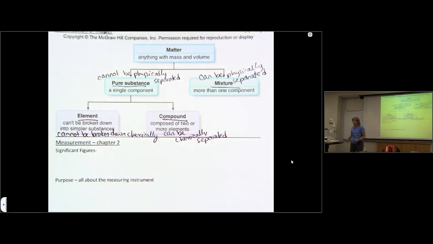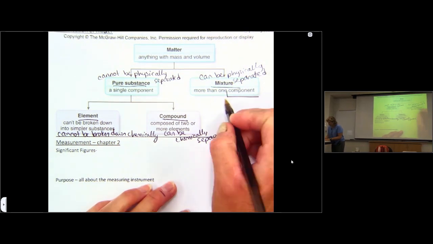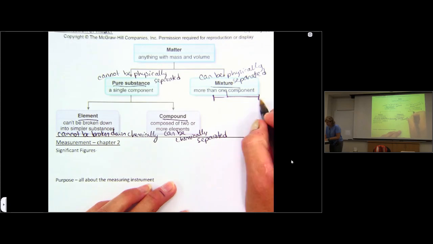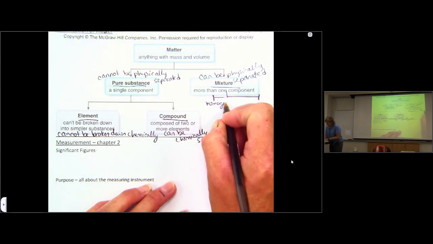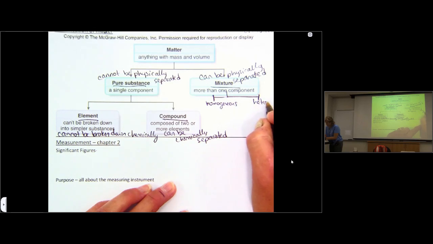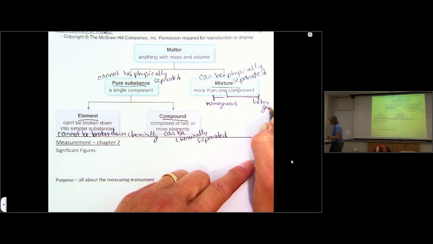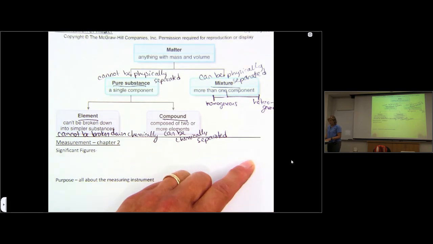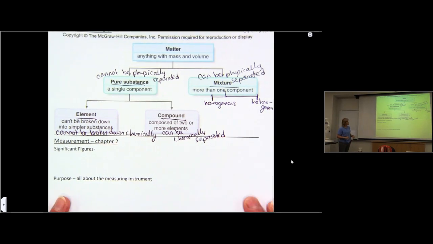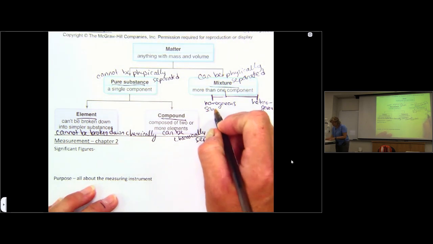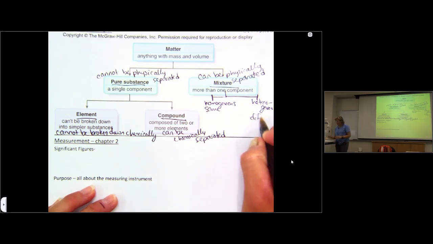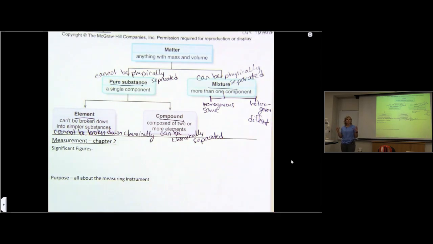Now we're going to switch over to the mixture side. You need to add a couple things to your notes here. Fancy words, you learned these a long time ago probably. Homogeneous and heterogeneous. There are 2 types of mixtures, homogeneous and heterogeneous. Homogeneous means the same throughout. Heterogeneous means different.